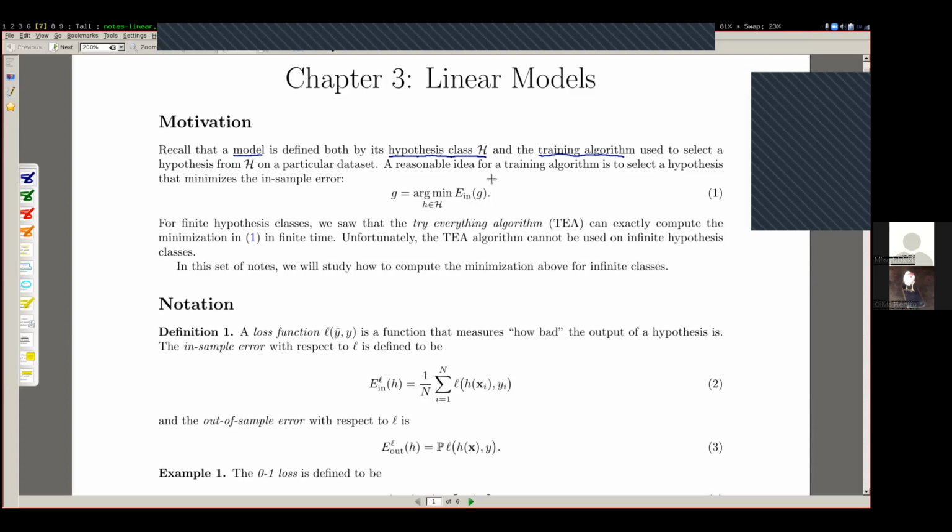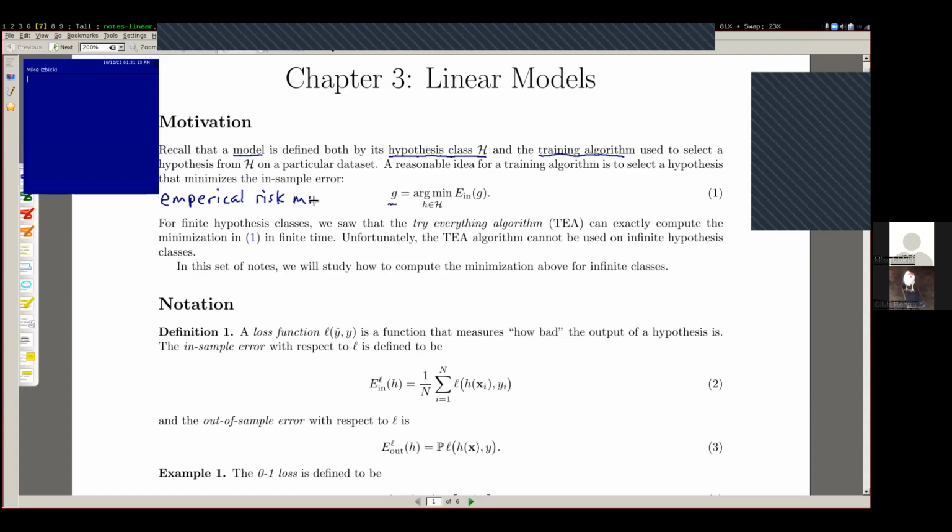This formula right here, or in particular, this G hypothesis, is very often called the empirical risk minimizer. I'll write that out. Empirical risk minimizer.